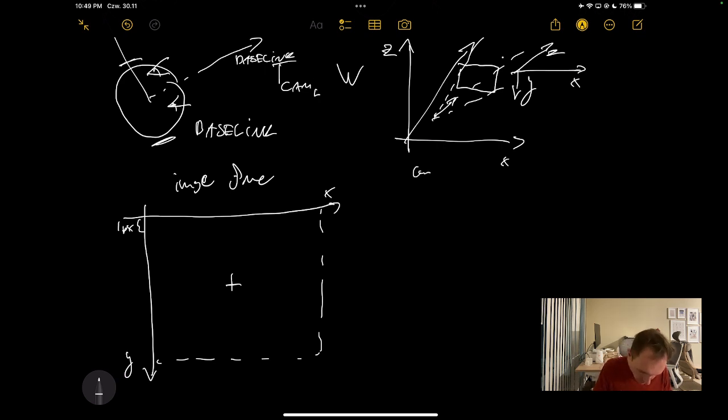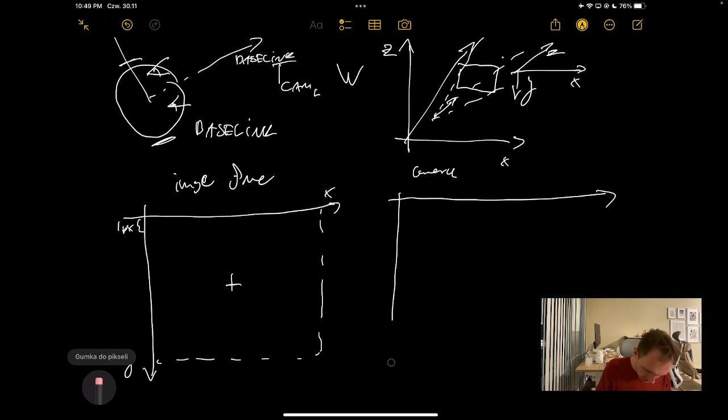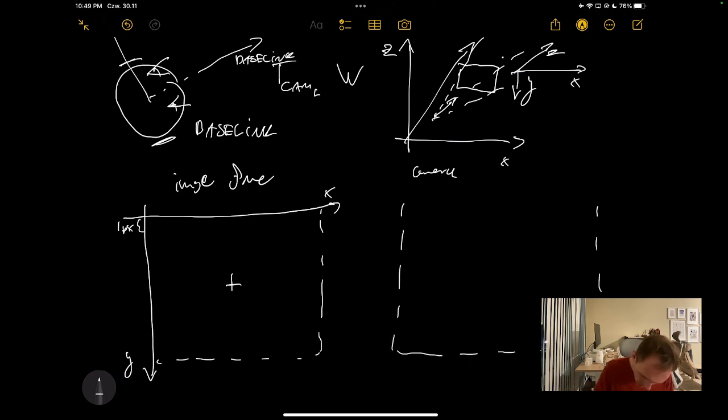And then camera frame, it has similar alignment, so the axes point in similar directions, but there's one very important difference, and I'm already drawing it incorrectly. So if the image is like this, then the camera frame begins in the middle of the picture, and still x-axis points right, and then y-axis points down, and then z actually points away from us into the world.